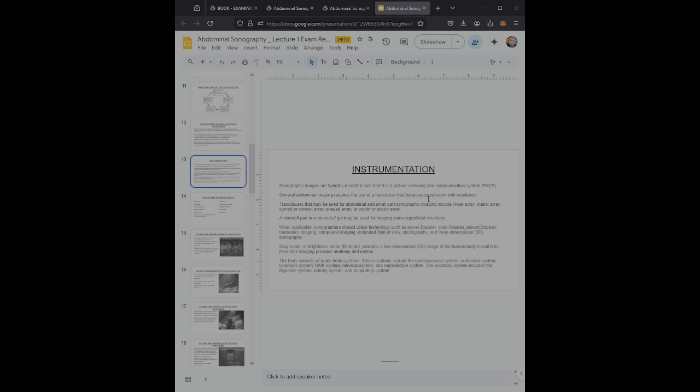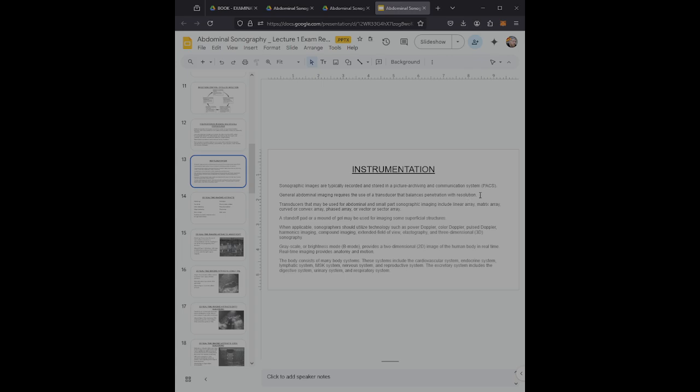General abdominal imaging requires the use of a transducer, and our transducers are curvilinear and they balance penetration with resolution. But in general, the higher the frequency employed, the poorer the penetration obtained, but the better the resolution. Conversely, the lower frequencies provide better penetration with a sacrifice in resolution.